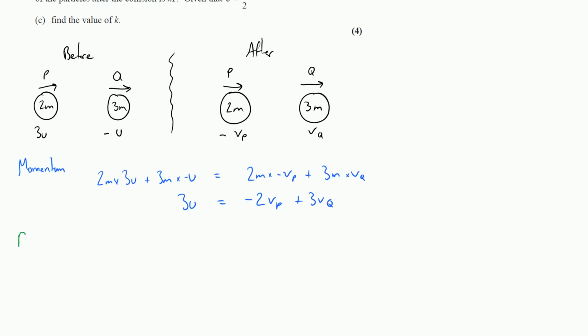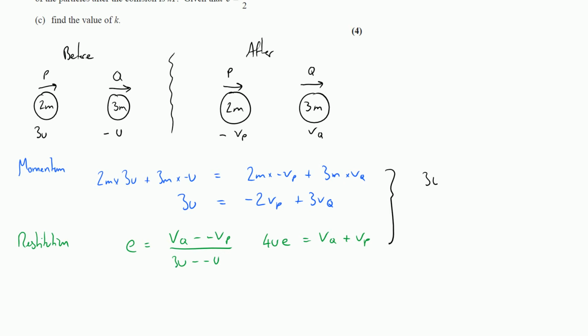Now let's think restitution, where we know that the coefficient of restitution is going to be the speed of separation, which is Vq minus Vp, divided by the speed of approach, which is 3u minus minus u, and that's to say that 4ue is equal to Vq plus Vp. We wanted to find an expression for the speed of Q, so we're going to use both of these parts now and form some simultaneous equations.